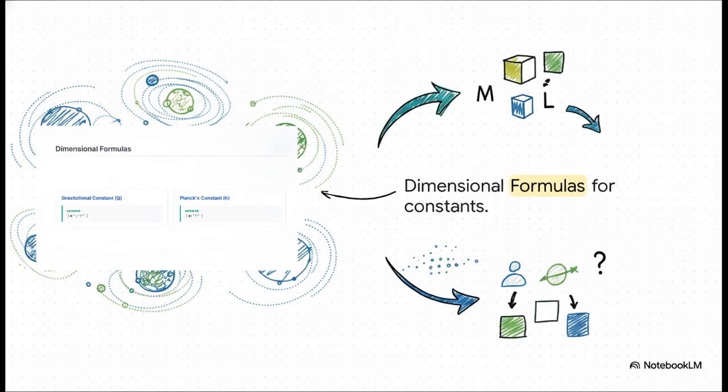Take the gravitational constant, G. Its dimensional breakdown is M to the negative 1, L cubed, T to the negative 2. Then compare that to Planck's constant, h, over in the quantum realm, which breaks down into M, L squared, T to the negative 1. By stripping these massive, intimidating concepts down to just mass, length, and time, we make them manageable. They're no longer just scary letters in a textbook. They are highly specific combinations of our base puzzle pieces.